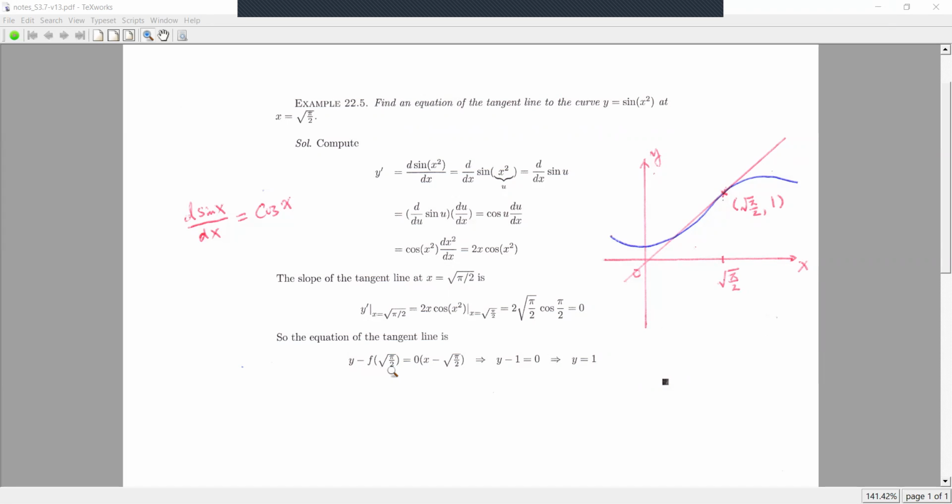y1 is the y coordinate of this point. It is 1. It's equal to the slope, which is 0, times x minus x1. x1 is the x coordinate of this point. Now simplify this equation, then we get y is equal to 1. The graph of this equation is a horizontal line.